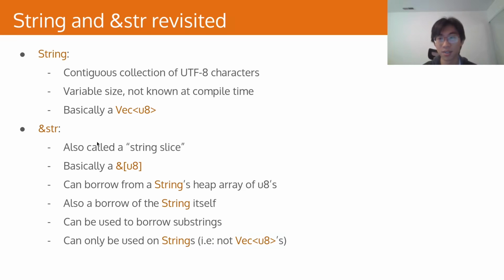In contrast, string slices work as borrowing these u8s, these bytes under the hood, and you can get a string slice by borrowing from the string's heap array, and it also counts as a borrow of the string itself, and also you can borrow substrings. However, you can only use string slices on strings themselves. You can't just directly borrow from a vector of u8s.